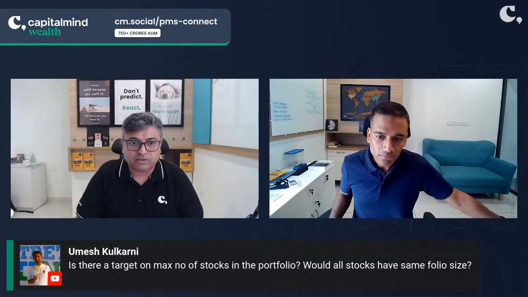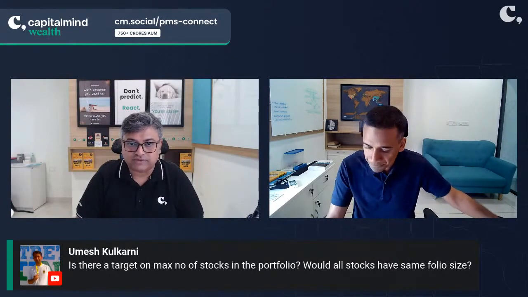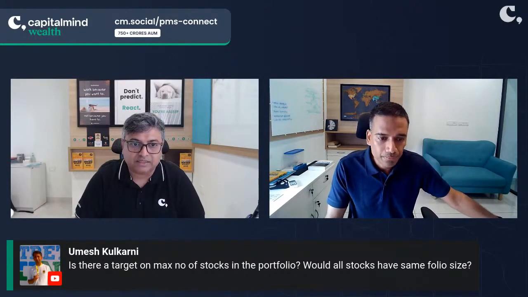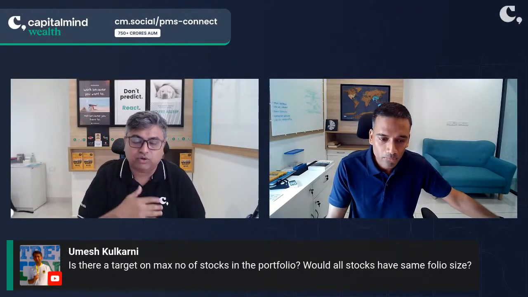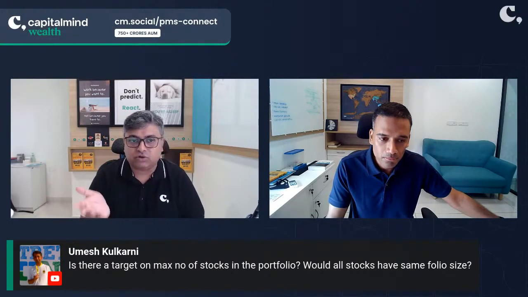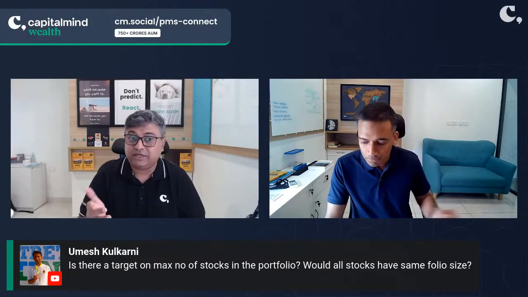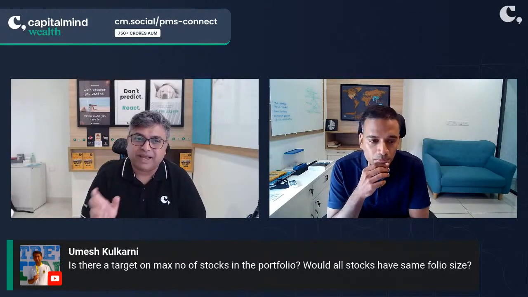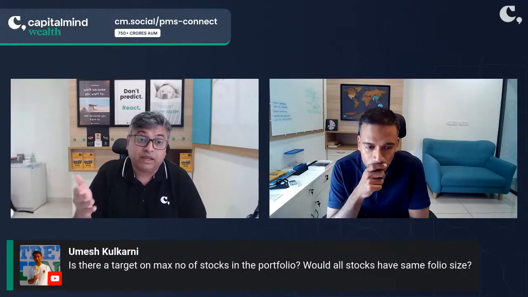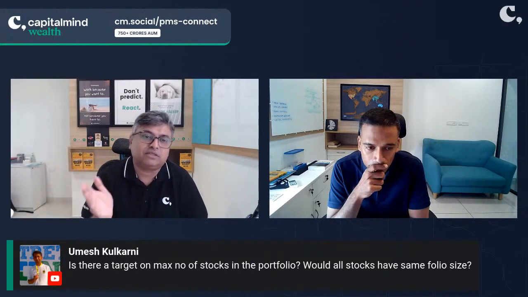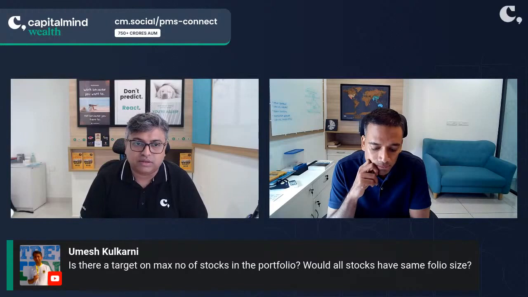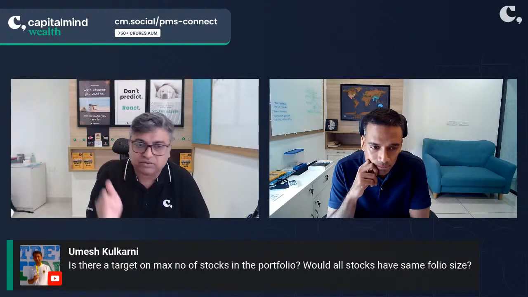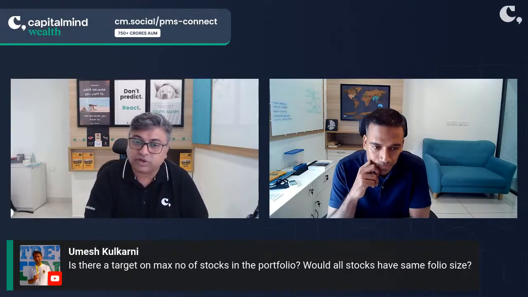Umesh, is there a target on the max number of stocks in the portfolio? Would all stocks have the same folio size? The answer to this is, Anup, you probably have it, but roughly, your position sizing is also part of the momentum algorithm, which means not everybody is given exactly the same portfolio size. The max number of stocks is also a little variable. At any point in time, I don't think there will be a hard upper cap, which is perhaps slightly larger than 20. But I don't think there is a hard cap at exactly 20 stocks or exactly 21 stocks. Over to you, Anup.